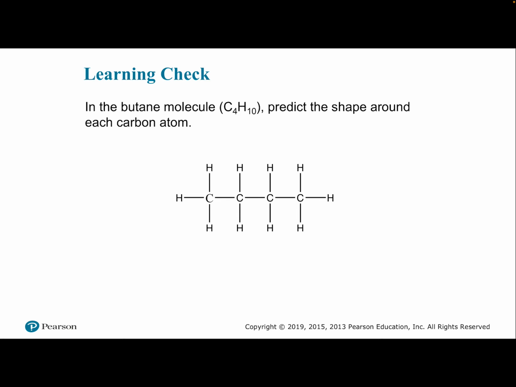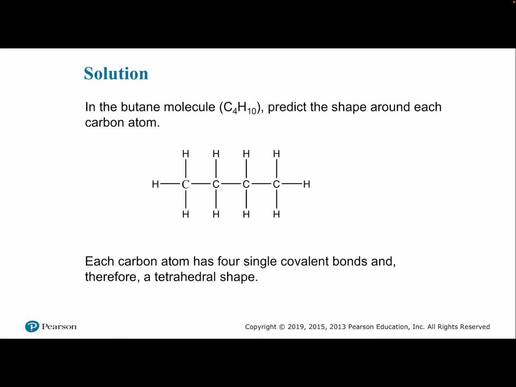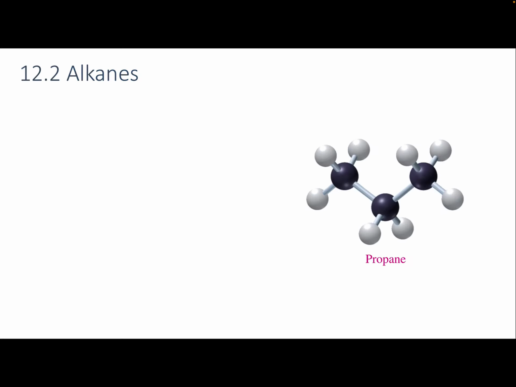All right. So your job here in this one is just to predict the shape around each of these 4 carbon atoms. You're going to say whether or not you think this is a tetrahedral or trigonal planar or linear, or predict the shape. Give it a shot. So if you notice that they were all single bonds, then that leads us to know that there has to be a tetrahedral shape. There's a 109 degree bond separation between all of those atoms. All right, so organic compounds, check.